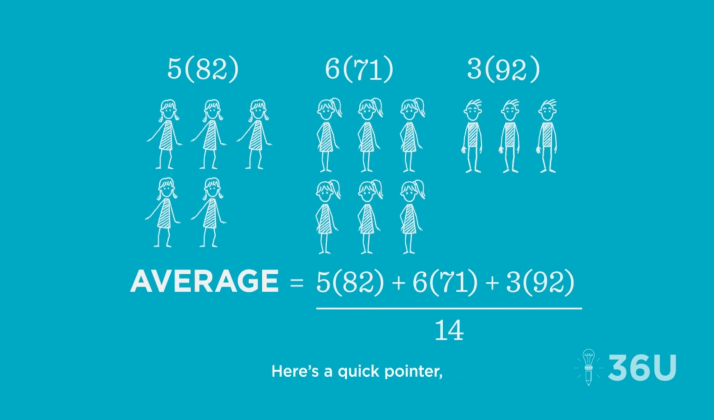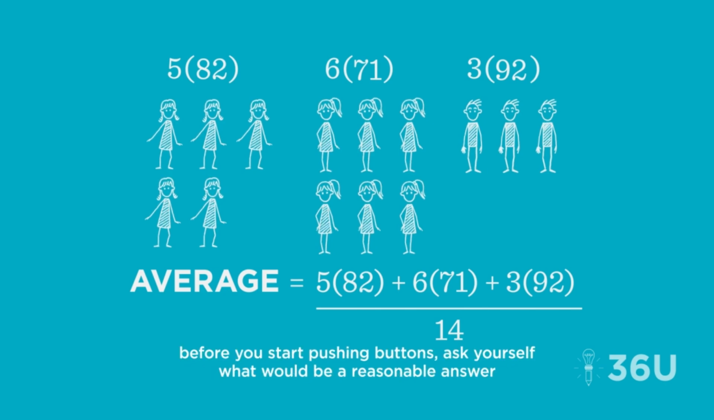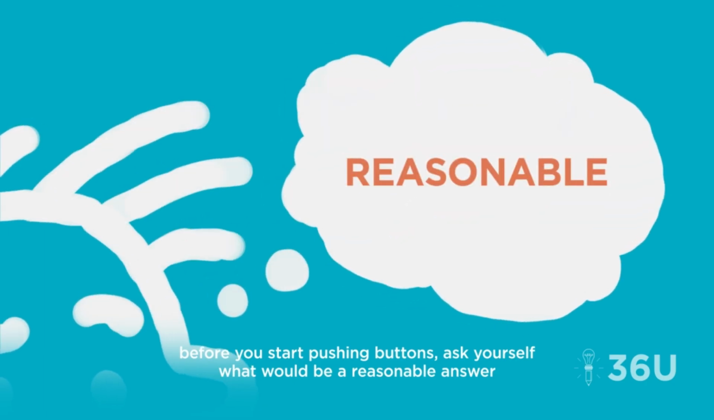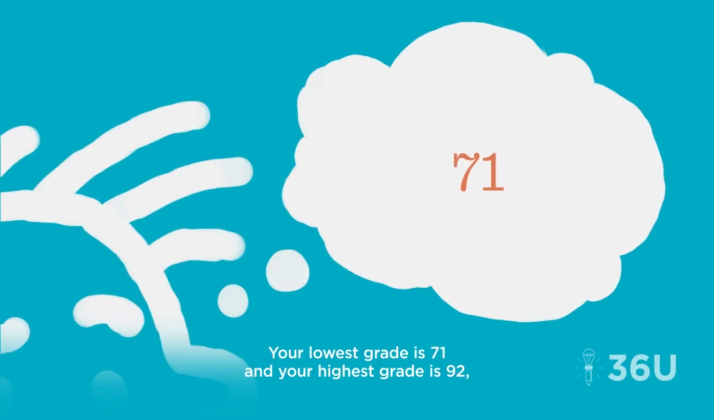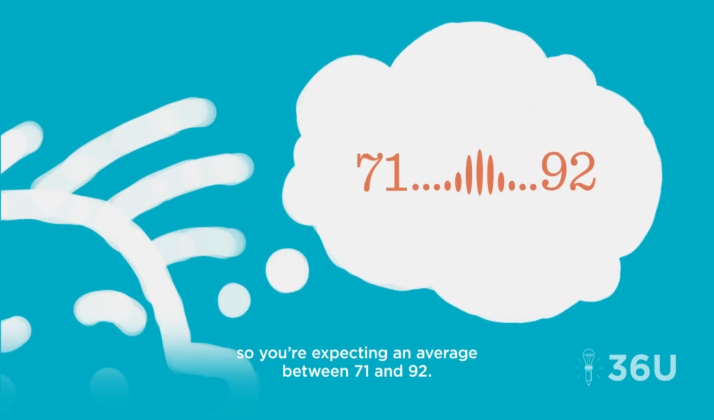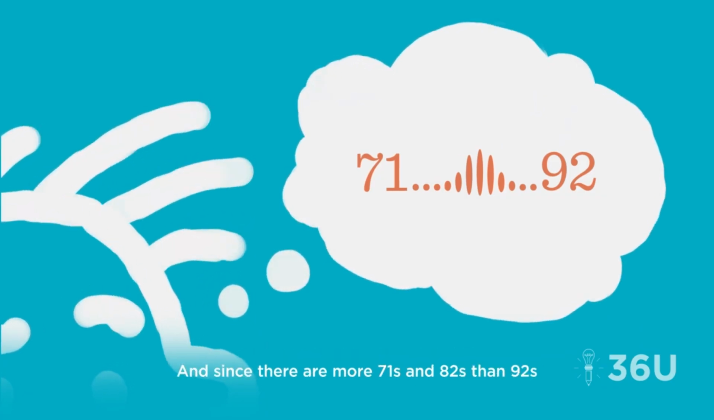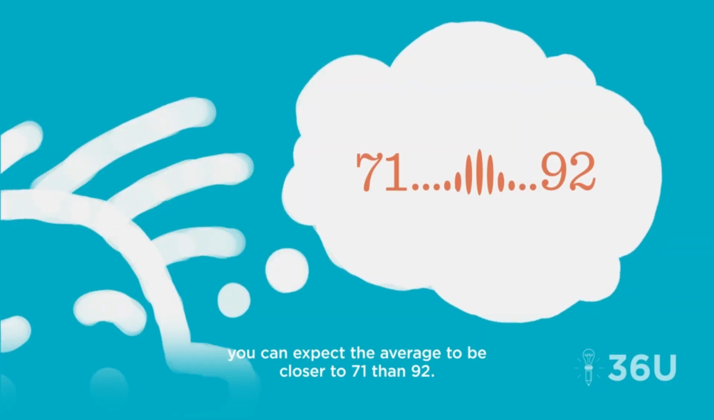Here's a quick pointer. Before you start pushing buttons, ask yourself what would be a reasonable answer for the average of these test scores. Your lowest grade is 71, and your highest grade is 92, so you're expecting an average between 71 and 92. And since there are more 71s and 82s than 92s, you can expect the average to be closer to 71 than 92.